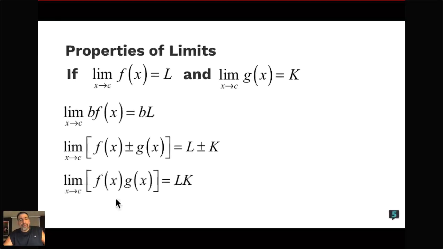It also works for multiplication. So if you can take the limit of the first function individually and the second function individually, the result will be the product of those two limits.